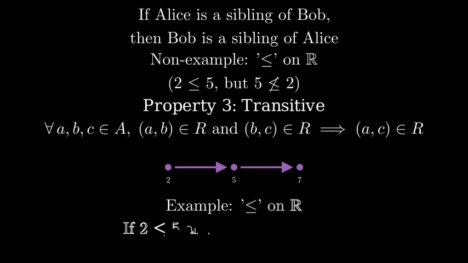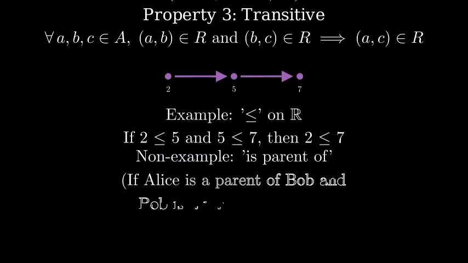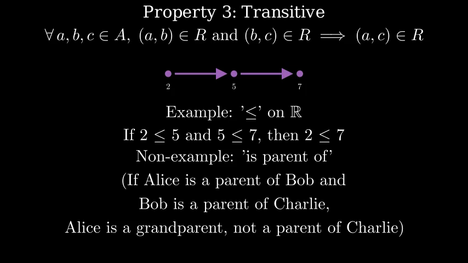An example of a transitive relation is "less than or equal to" on the set of real numbers. If 2 is less than or equal to 5 and 5 is less than or equal to 7, then 2 is less than or equal to 7. A non-example would be the relation "is parent of." If Alice is a parent of Bob and Bob is a parent of Charlie, it doesn't mean that Alice is a parent of Charlie. She is a grandparent, not a parent.